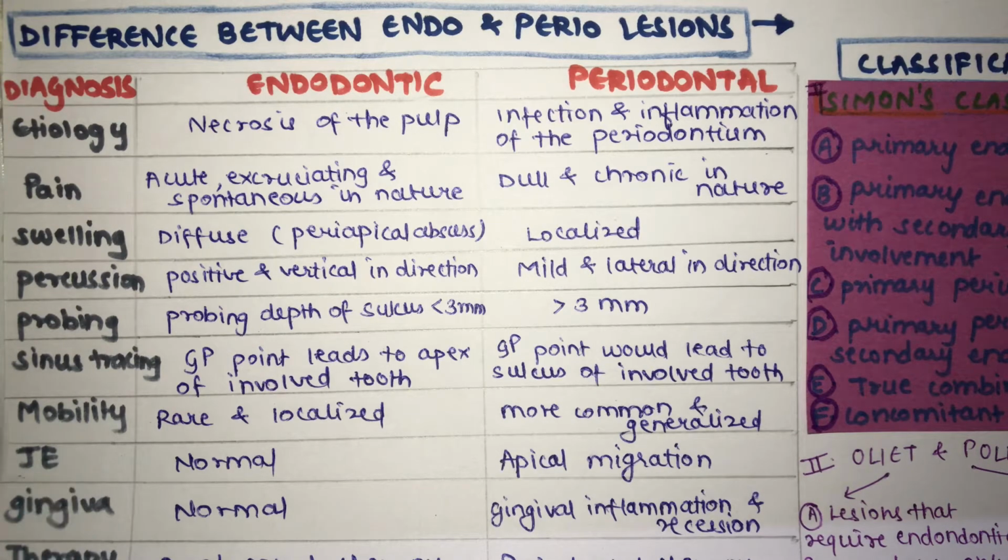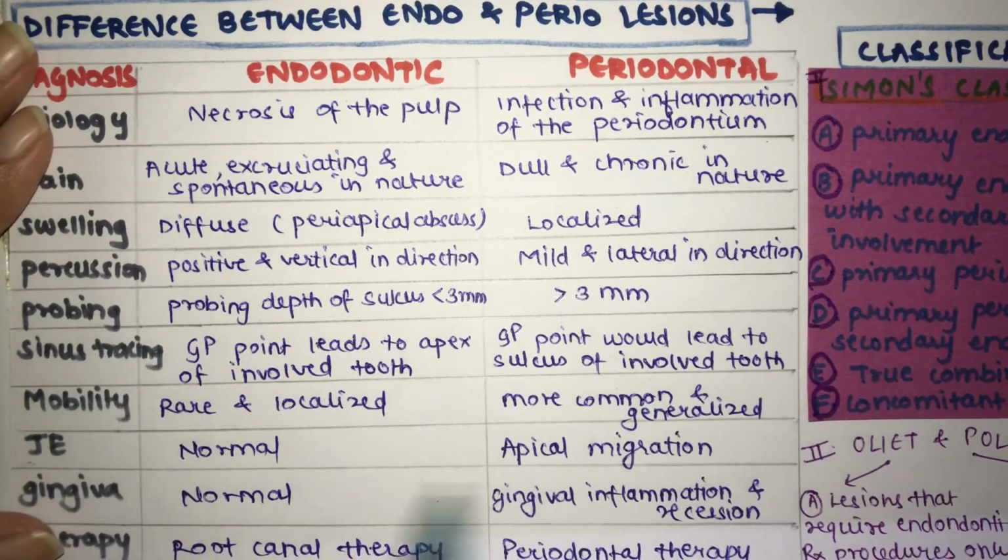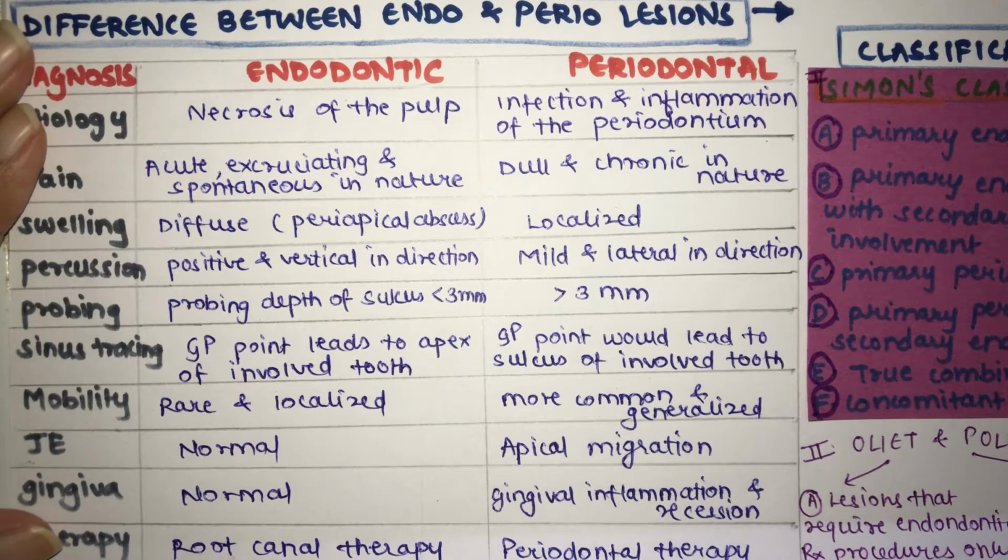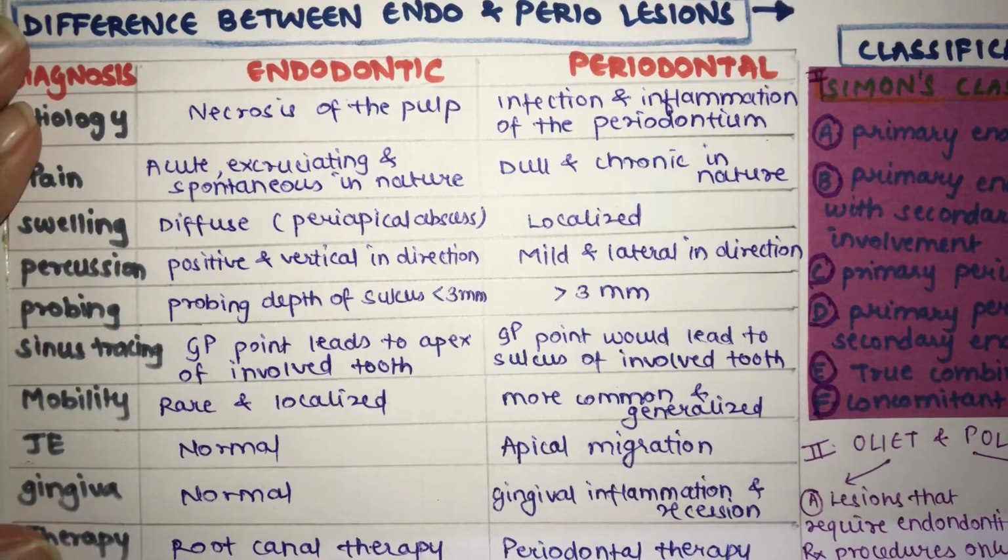Now the next is mobility. In an endodontic lesion, the supporting structures are intact and strong. So mobility is rare, and if it is present, then it is localized. Whereas in periodontal lesions, the supporting structures are hampered, so because of that it is generalized and more common. Now the junctional epithelium is normal in endodontic, and in periodontal you will see the epithelium has migrated apically. In gingiva, again it is normal in endodontic, and in periodontal you will see there is gingival inflammation and there can be recession. The therapy for endodontic is root canal treatment, whereas for periodontal it is periodontal therapy. So periodontal therapy can be scaling and root planing, then various surgeries.